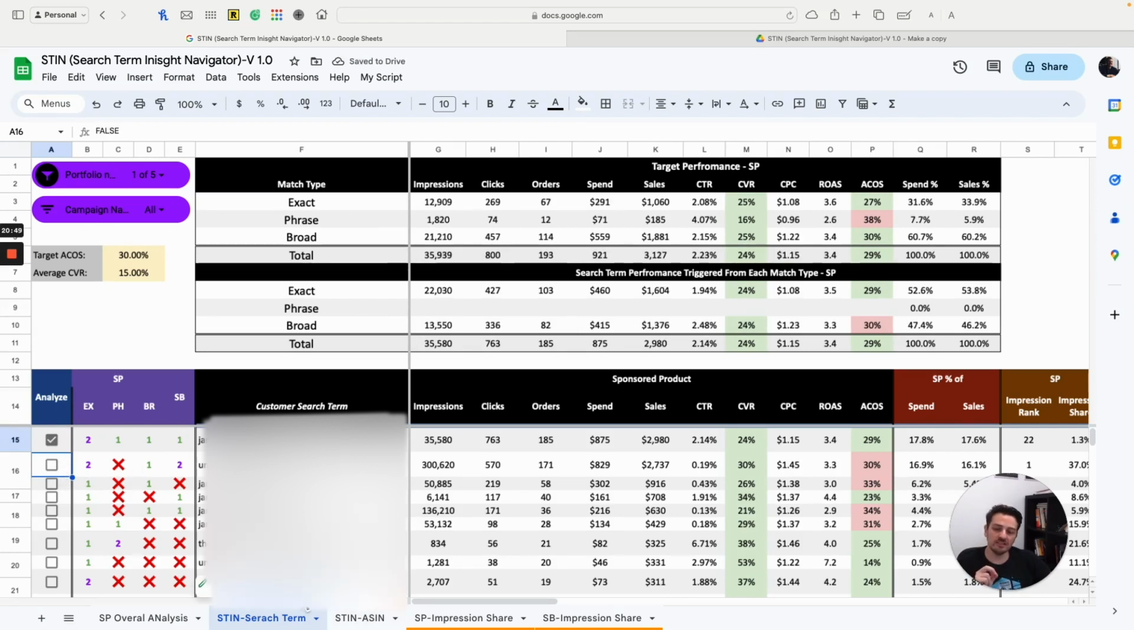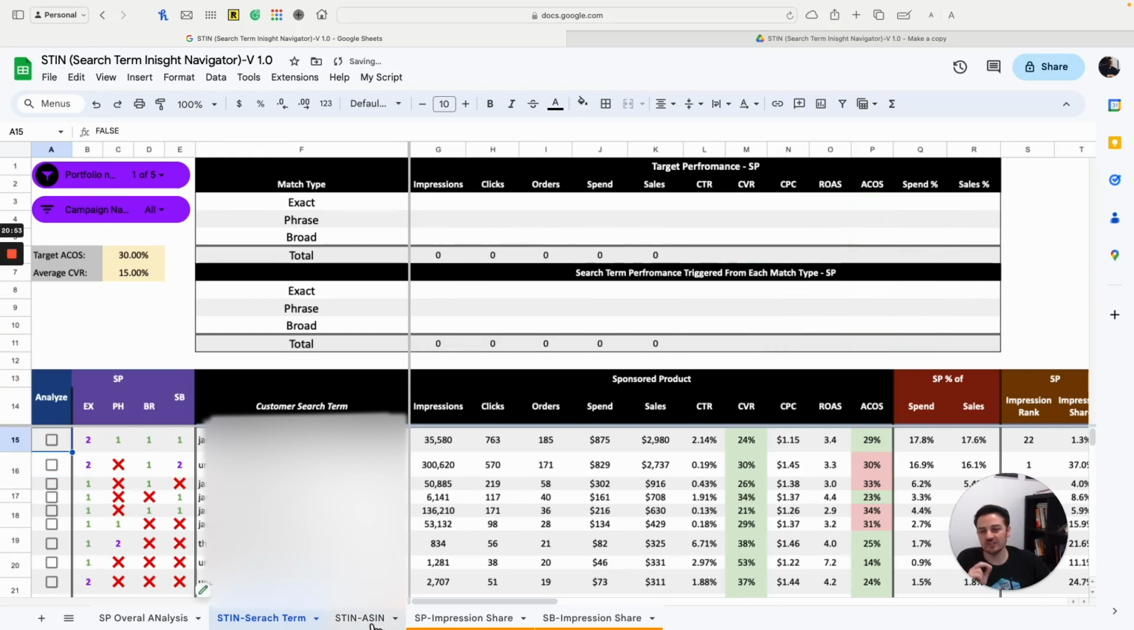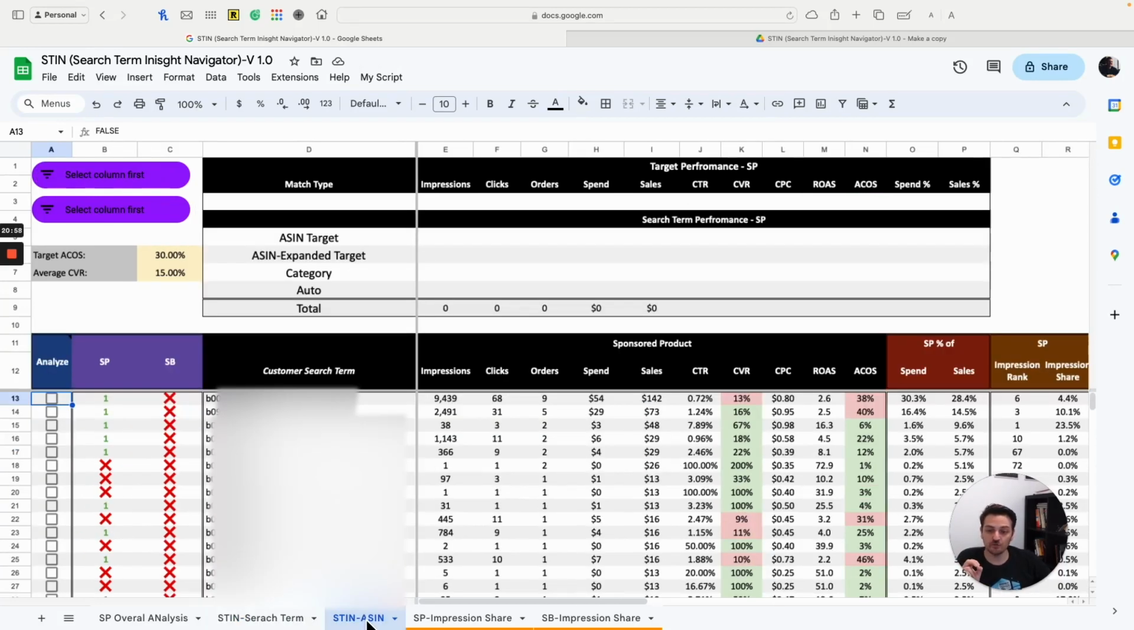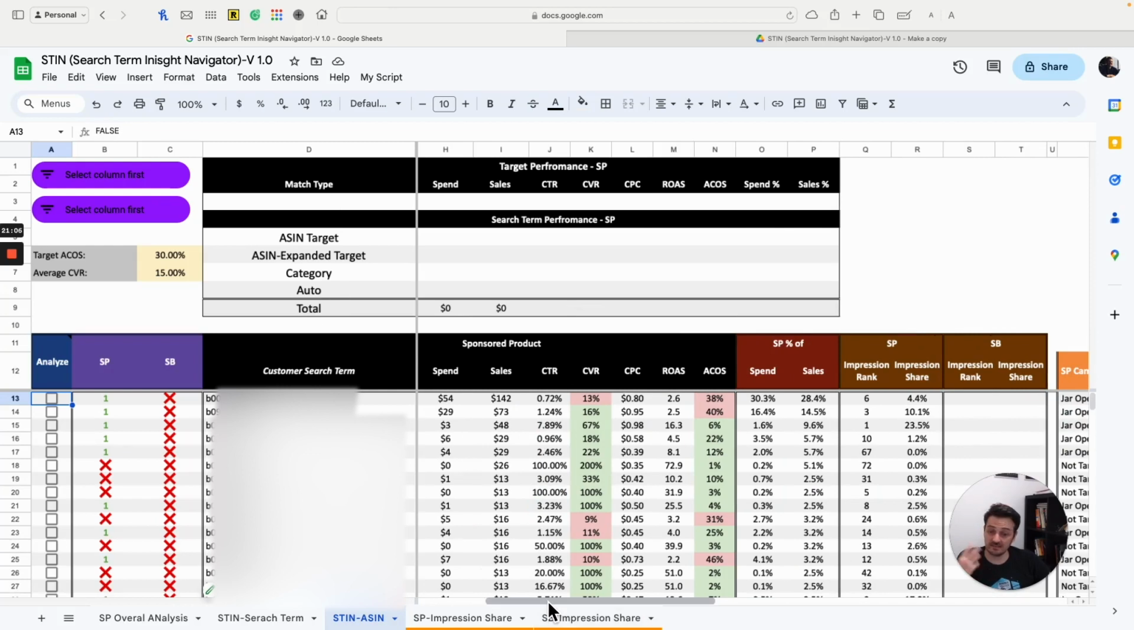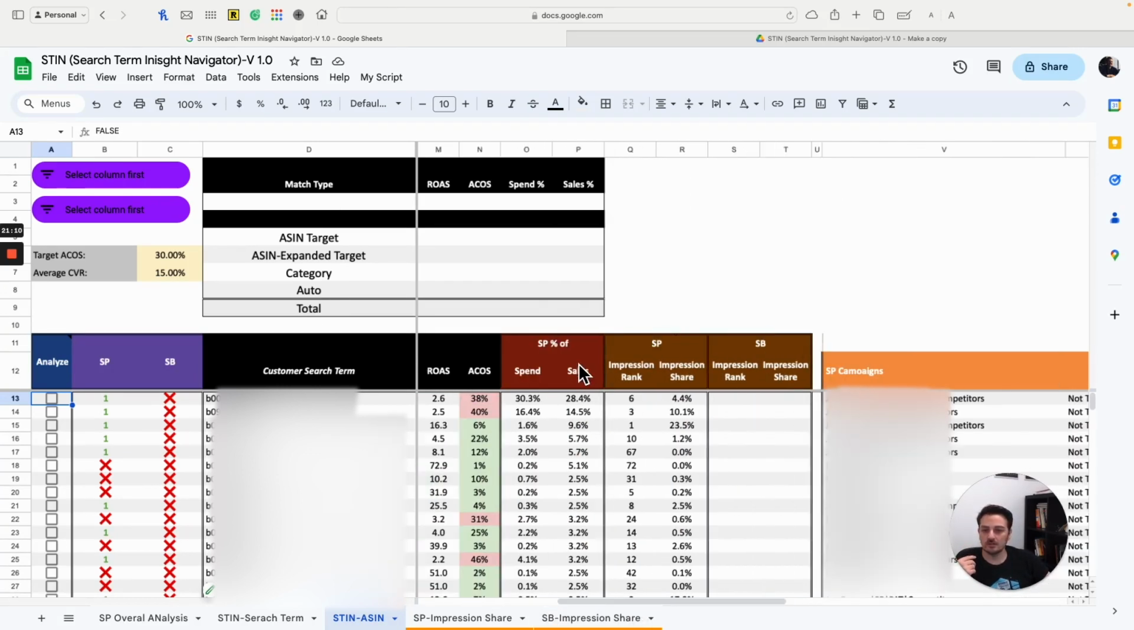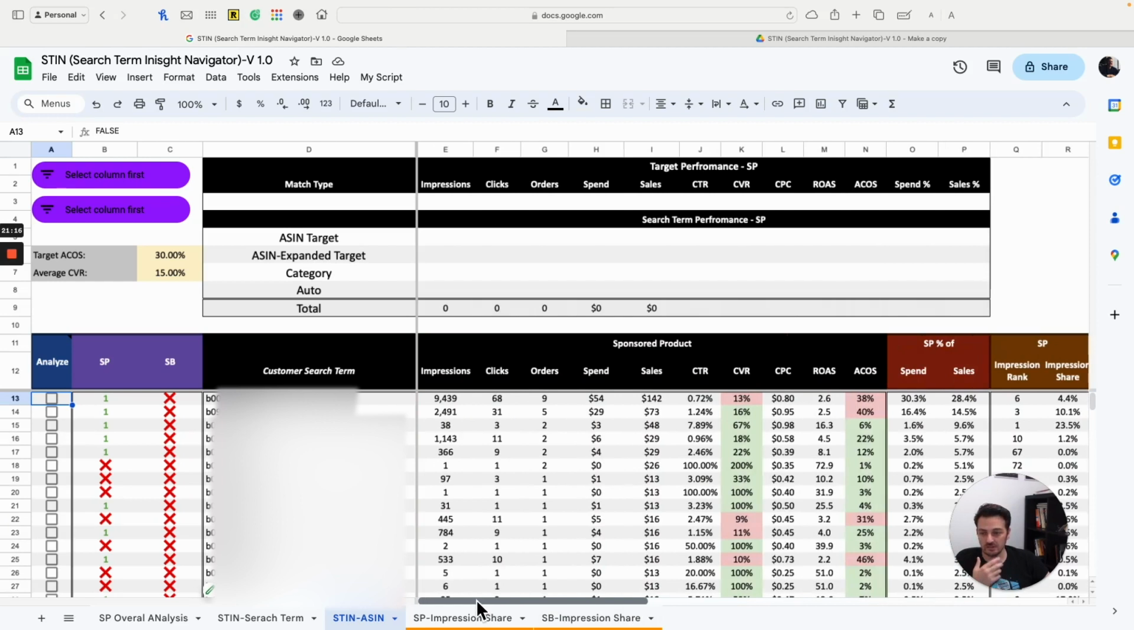Now let's go to the ASIN level. The ASIN level is exactly the same, there are just some slight differences. Please take a look. Make sure you watch this because that slight information is important. You see all the terms again, the KPIs for the ASINs that are being triggered from your campaigns, the percentage of sales, the impressions, and exactly what campaigns they are being triggered from.